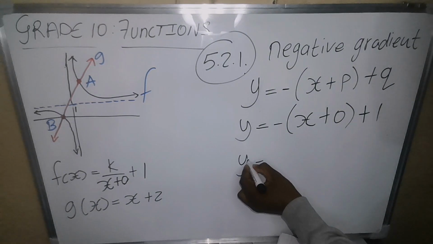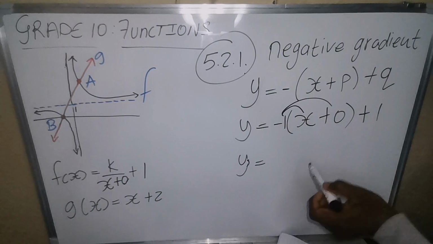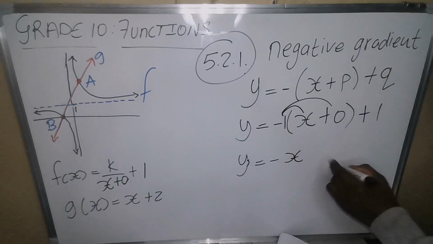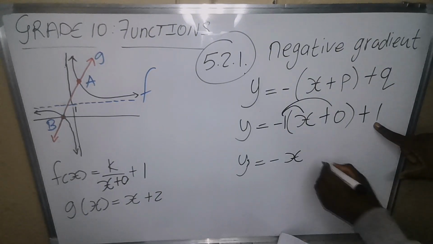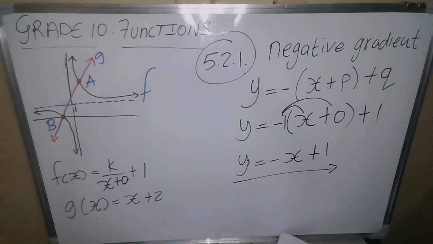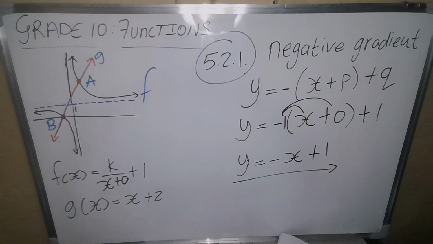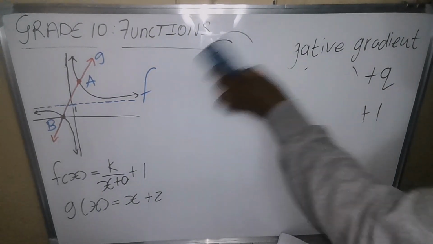You just simplify. The negative 1 is going to multiply each and every term in our bracket. So negative 1 times x is negative x. Then negative 1 times 0 is 0, because any number times 0 is 0. Then the 0 is invisible, and you're left with plus 1 here. This is the equation of a line of symmetry of a graph that has a negative gradient. If it is a positive gradient, you just remove this negative sign and simplify. Very simple, guys.